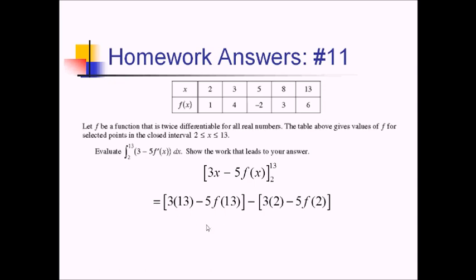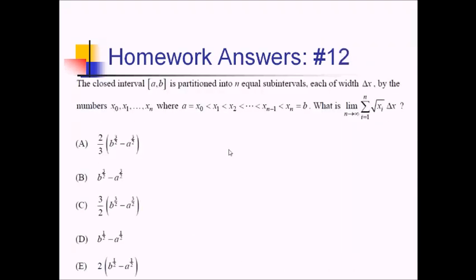Let's evaluate each of these now. This will be 39, and what's f of 13? Well, it's 6. So 5 times 6 is 30, so we've got 39 minus 30 in that first group of numbers. Over here we've got a 6, and f of 2 is 1, so this is going to be 6 minus 5 times 1, or 6 minus 5, all that being subtracted. So this is just 9 minus 1, which comes out to 8. This problem looks a whole lot nastier than it actually is.